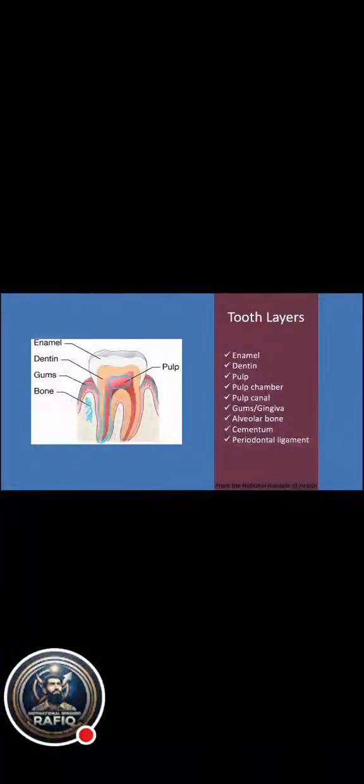And lastly, we have the periodontal ligament, which is this tissue right here. It's between the cementum and the alveolar bone. Now, we have lots of ligaments in our body, and they usually connect one bone to another bone. But in this case, the periodontal ligament connects a tooth, which is not technically a bone, to the alveolar bone.